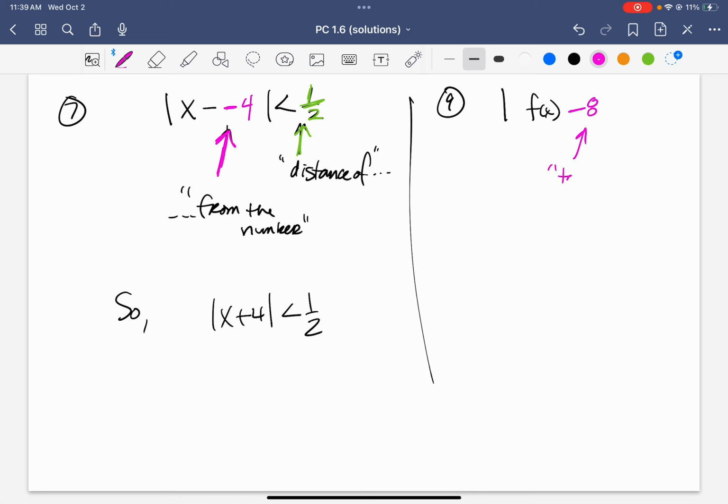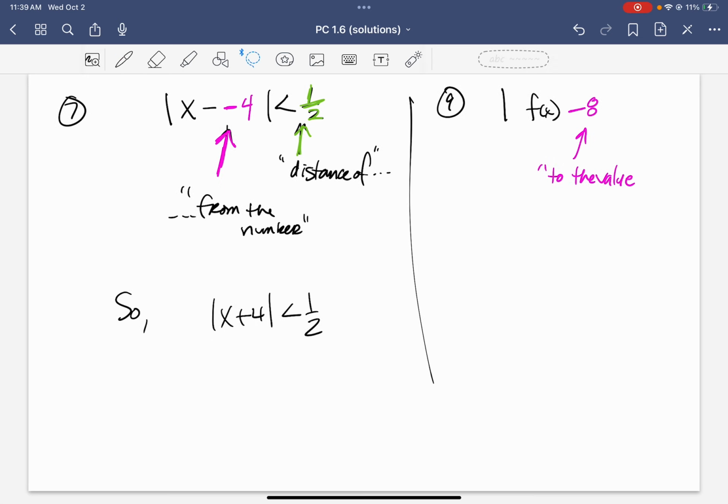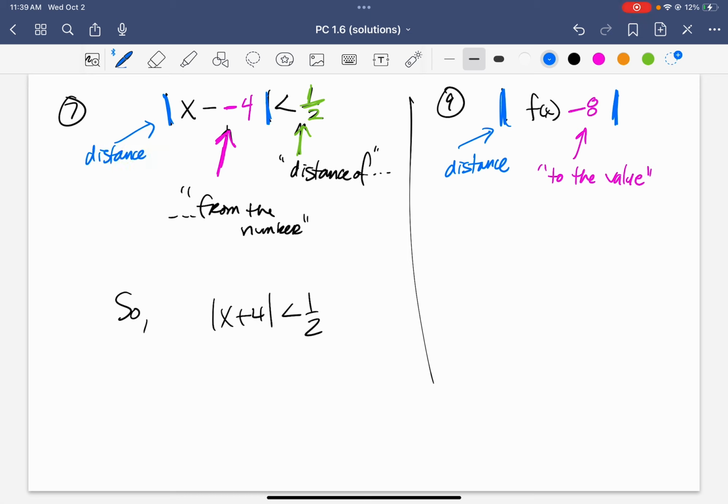So this is to the value. Let me grab it. To the value. And remember that this means distance. Same thing here. Don't forget that this means distance.